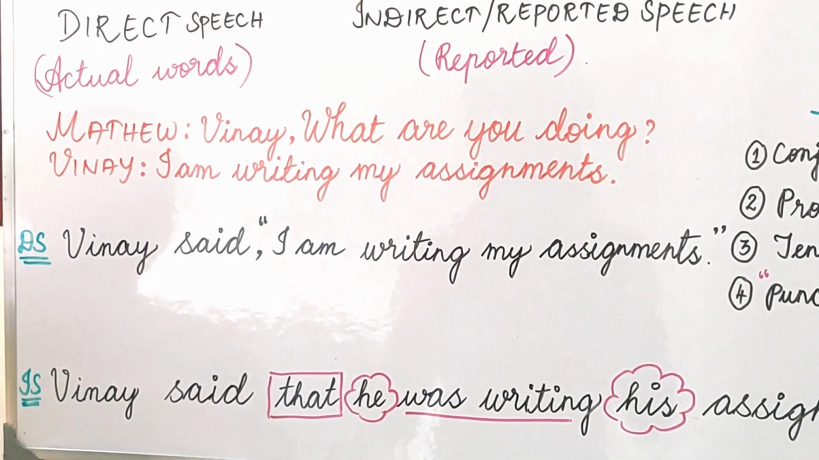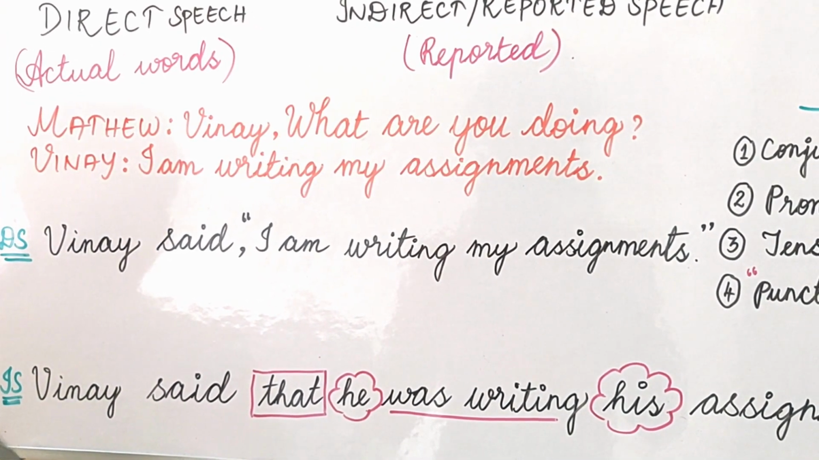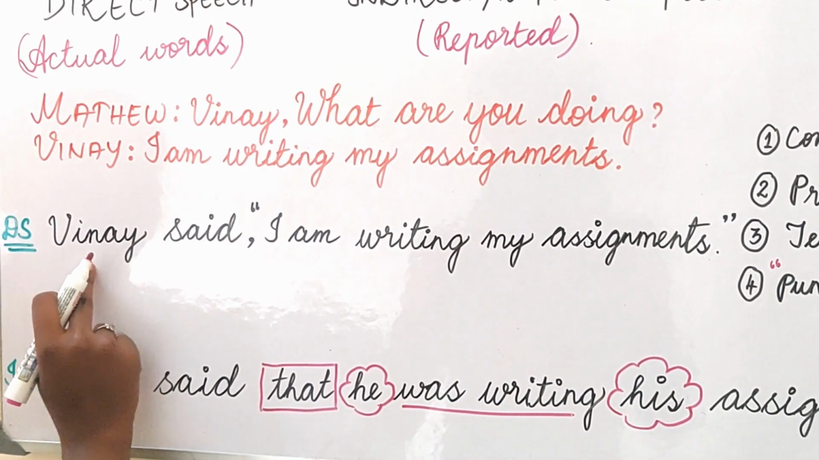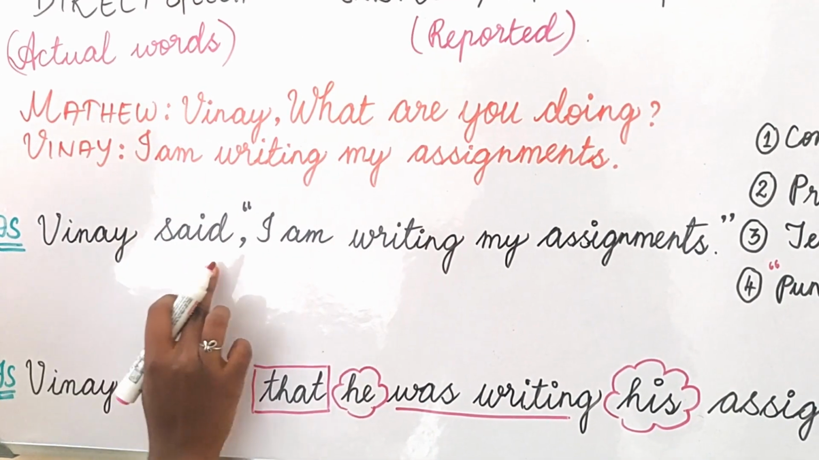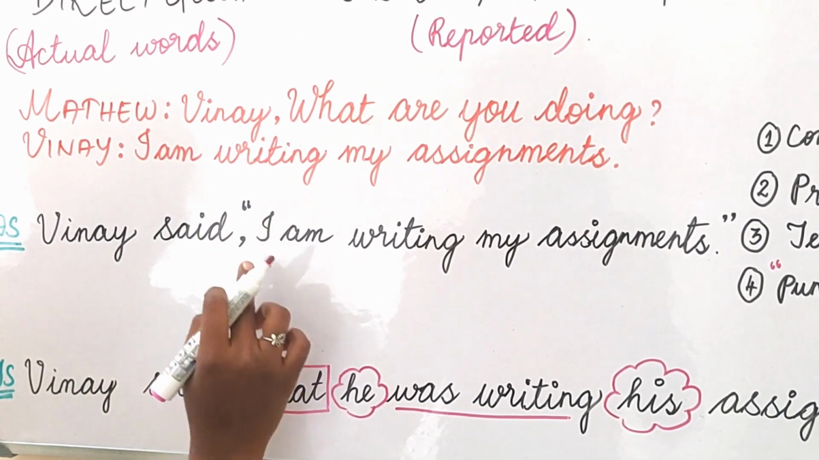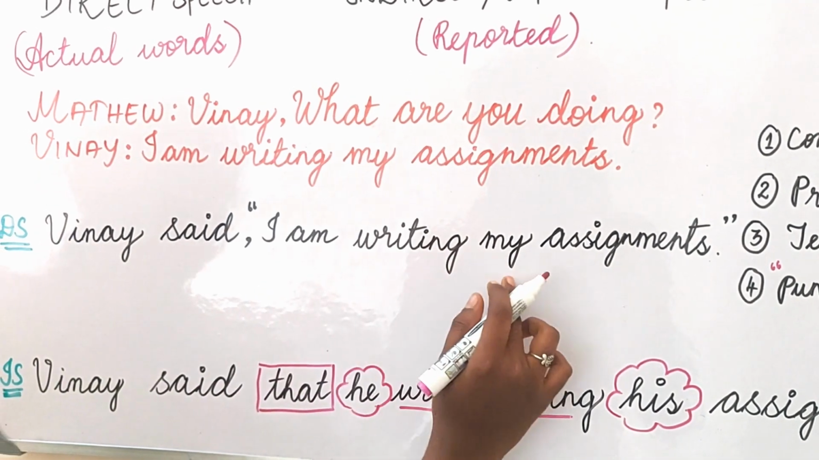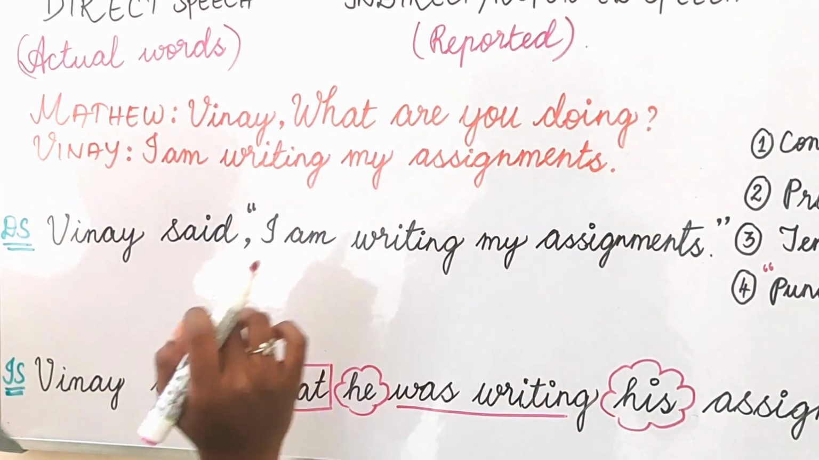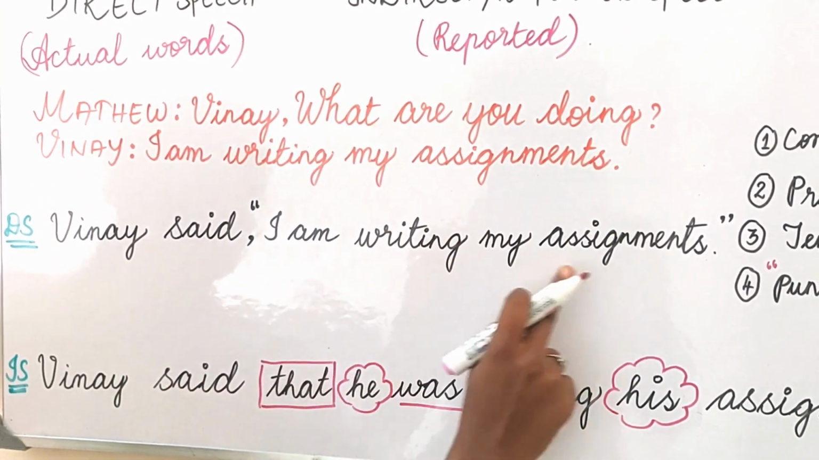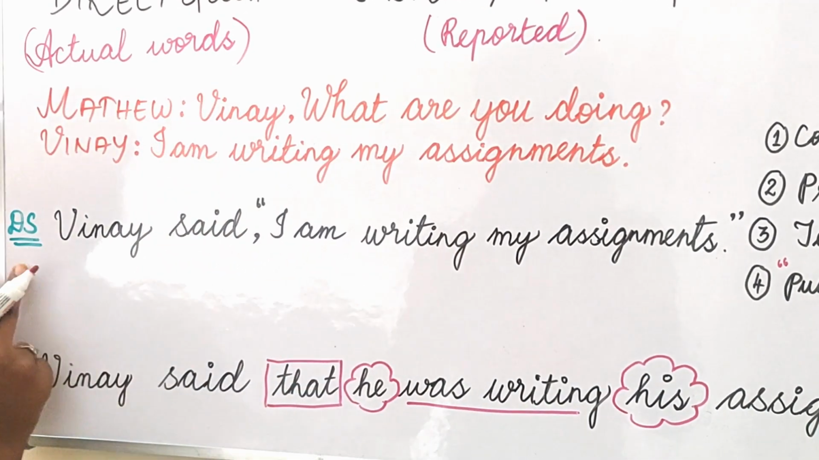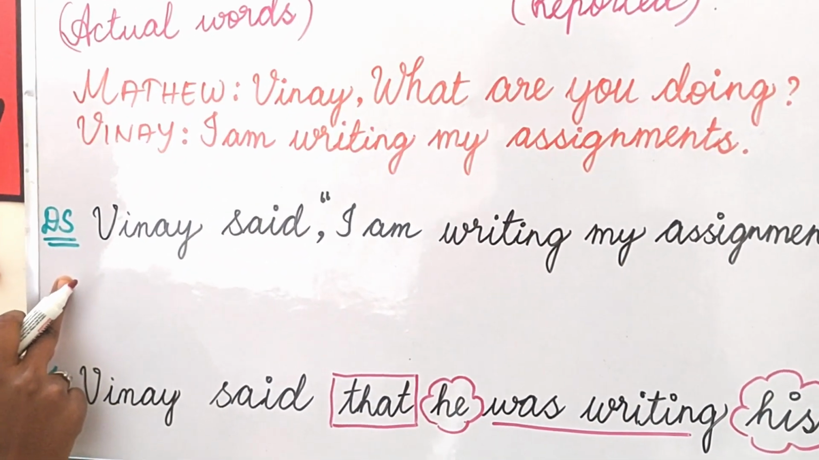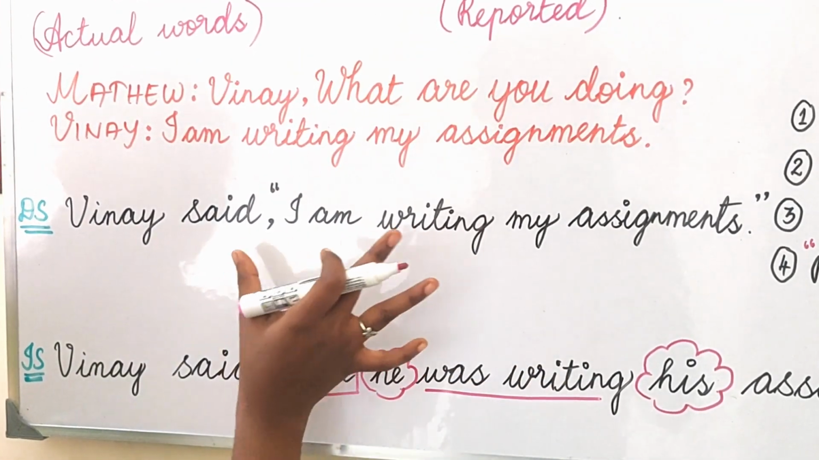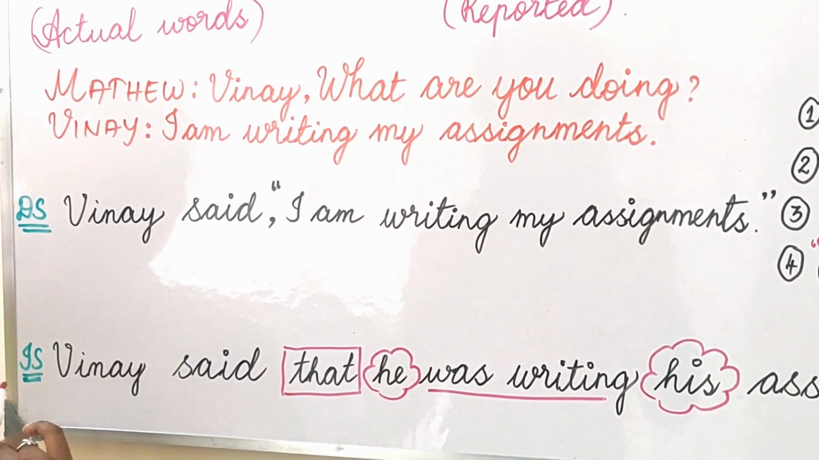So when Matthew wants to report these words of Vinay to another friend, it can be said in two different types. The first is direct speech. Matthew is now reporting the words of Vinay to another friend. So Vinay said, comma, open quotation, I am writing my assignments. The actual words of the speaker, I am writing my assignments, and so we call this direct speech. In short, when the actual words of the speaker are said, it is direct speech.